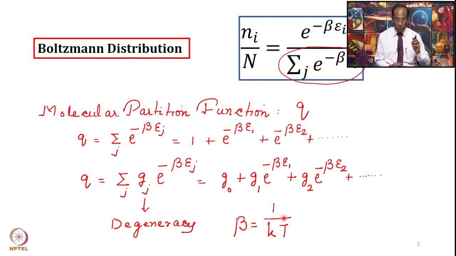So remember that the partition function is given by this expression: q is equal to summation j Gj exponential minus beta Ej, where beta is equal to 1 over kT. What we need to know is the degeneracy of each energy level. Once we have the values of G and E, we can explicitly calculate the value of the molecular partition function. Also remember that I am highlighting that this is the molecular partition function because we are talking in terms of individual particles, individual molecules.